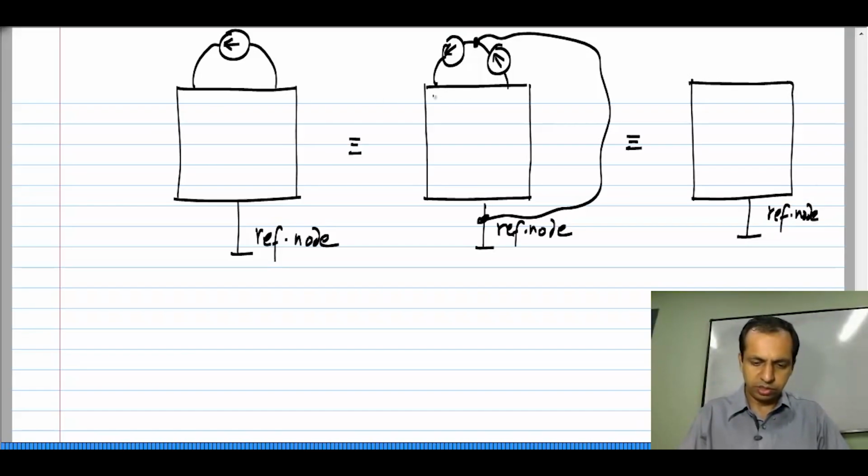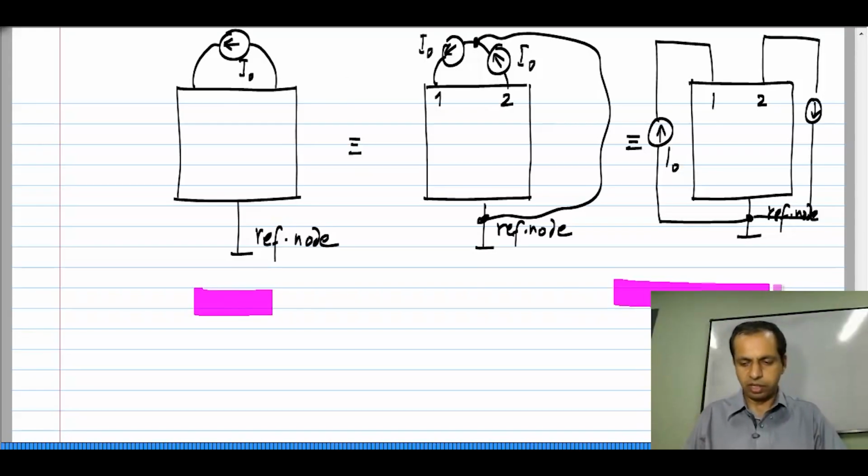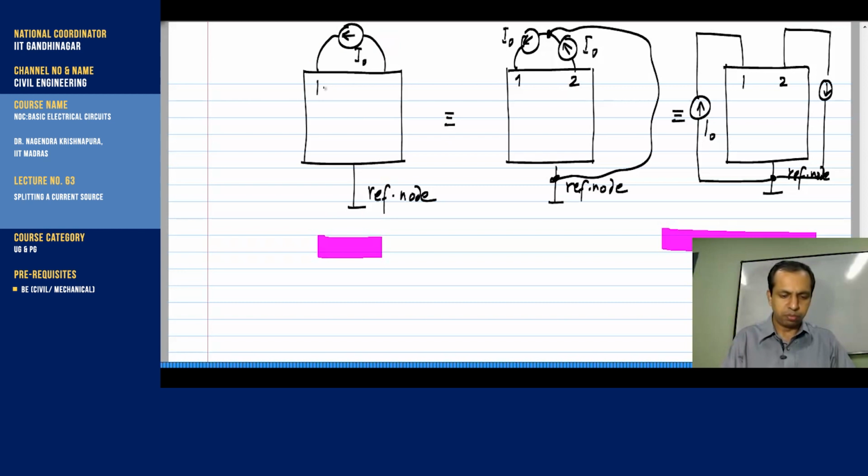So, let us say this was point 1 and point 2. So, from point 1 we have a current source going to the reference node of value I naught. All these are of value I naught, by the way. And from point 2, we have another current source also going to the reference node. Now, what is the difference between this and that? In this, we have a current source between some two nodes of the circuit, neither of which is a reference node. In this, we have two current sources, but these current sources have one of their terminals connected to the reference node.